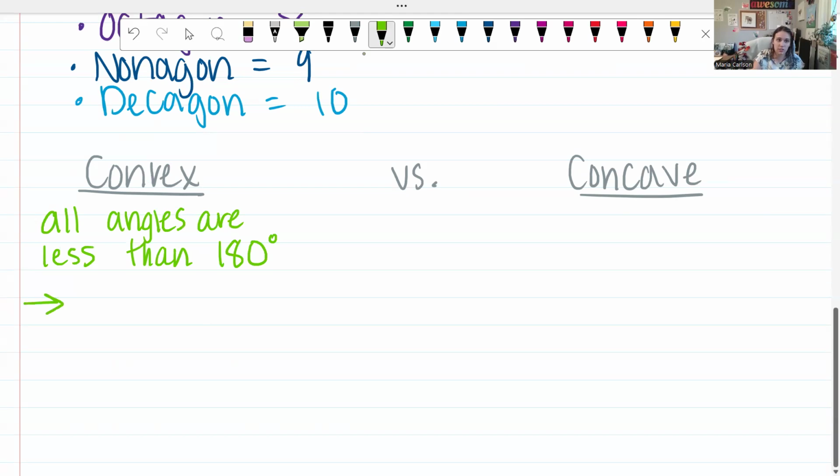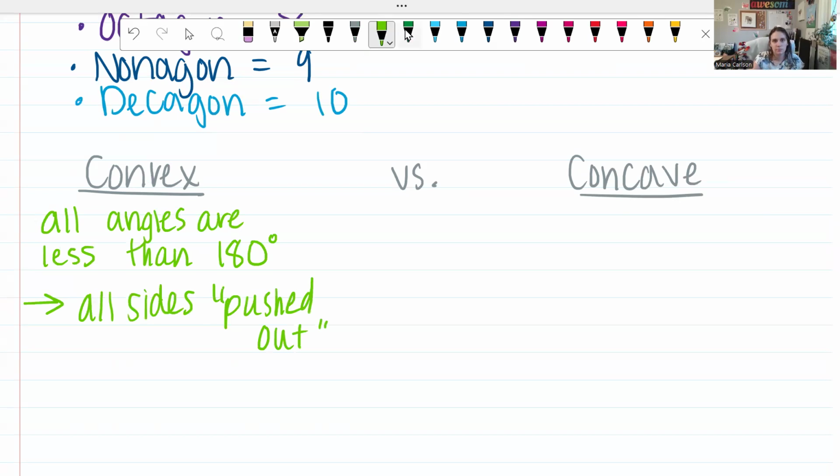And this really looks like all sides have been pushed out. So maybe I have a shape like so. A pentagon looking shape where all of those vertices have been pushed outwards. Maybe we have just a straight up triangle.